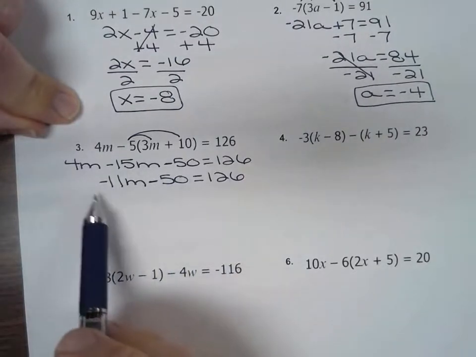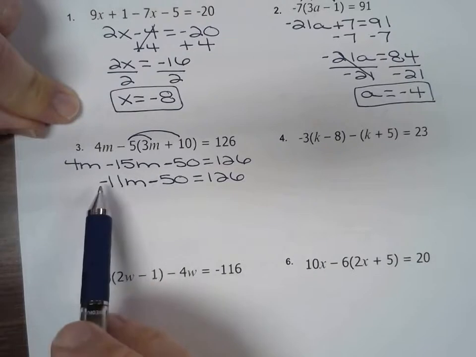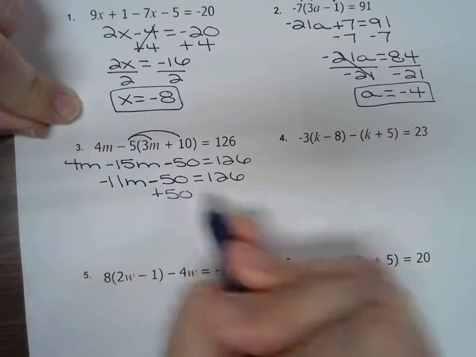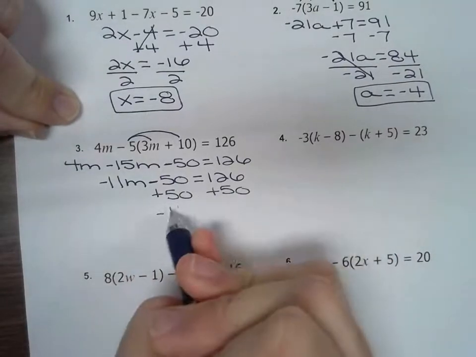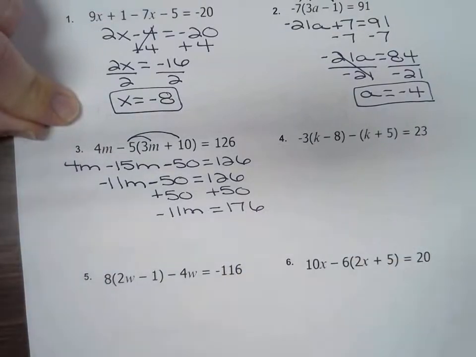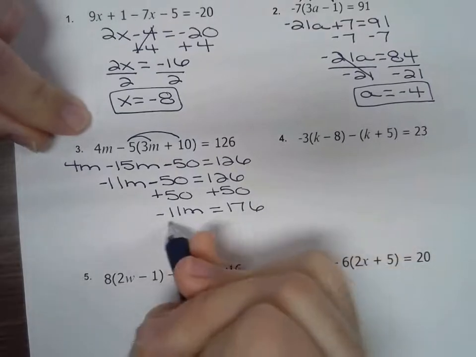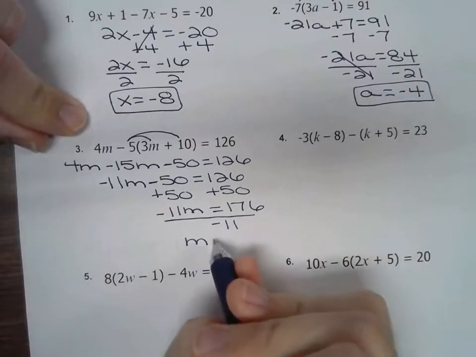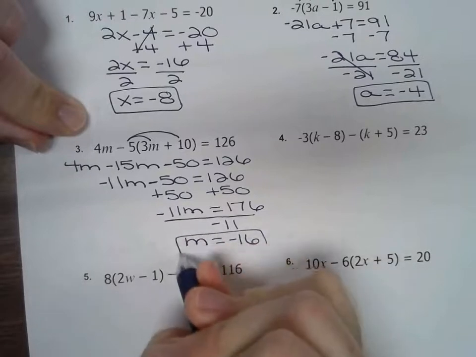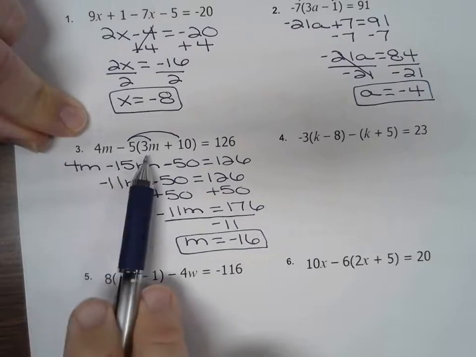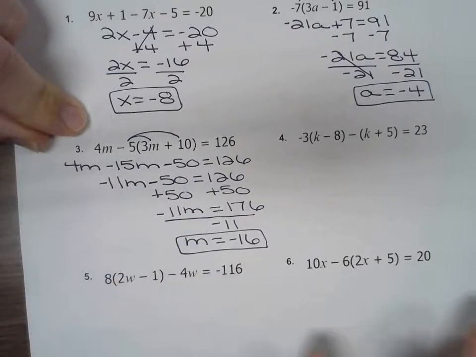Now I have an equation like we did on lesson 1. So we get rid of the constant first. We're going to add 50 to both sides. So negative 11m equals 176. I'm multiplying by negative 11, so the opposite is divide by negative 11. And then 176 divided by negative 11, so m equals negative 16. And this is solved because I have a variable equal to a number. You could always take negative 16, plug it in for m, and you should get 126 on the left side.